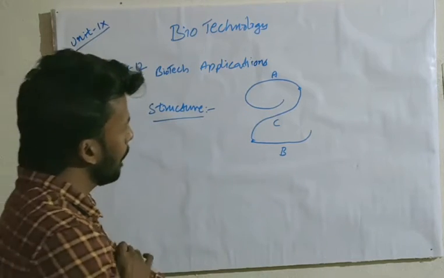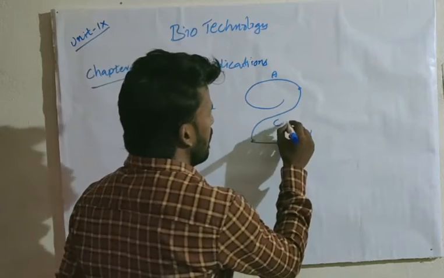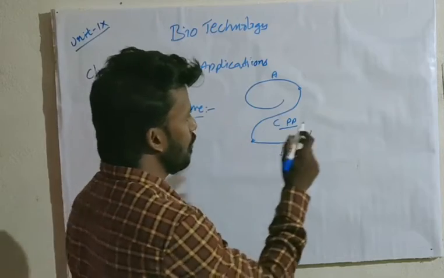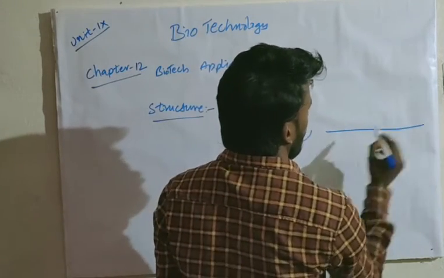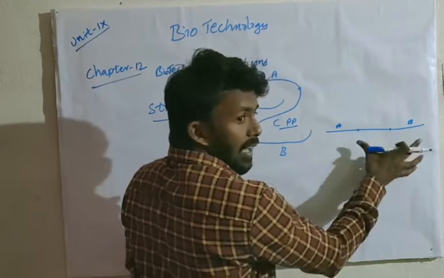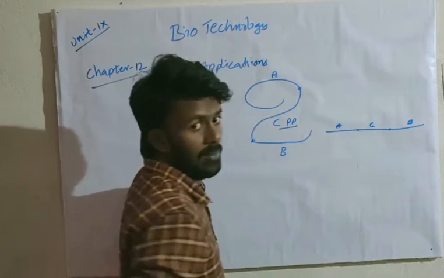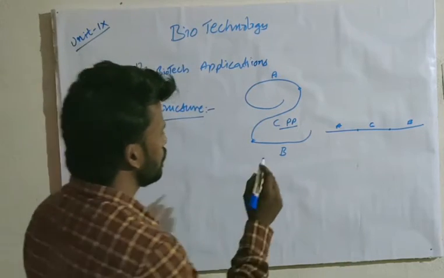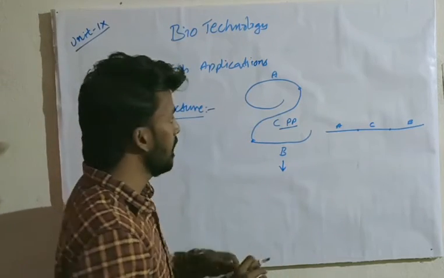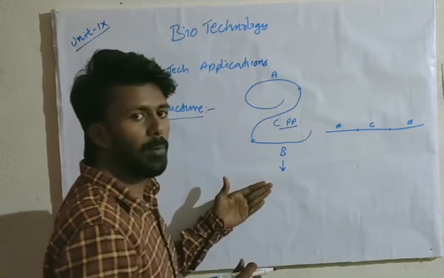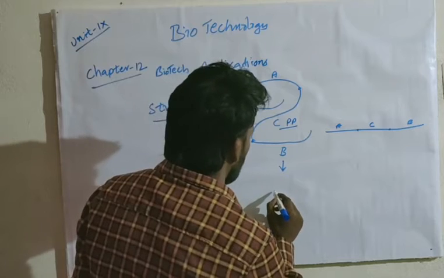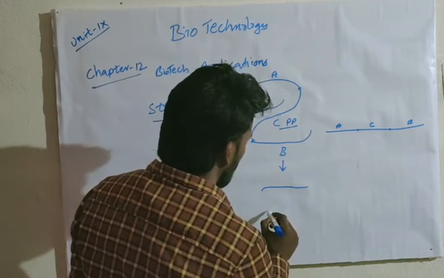The role of the C polypeptide chain is to act as a linker between A and B. Between the A chain and the B chain is the linker C chain. The C chain joins the A polypeptide chain and B polypeptide chain and brings them together. So this is the A chain and this is the B chain.